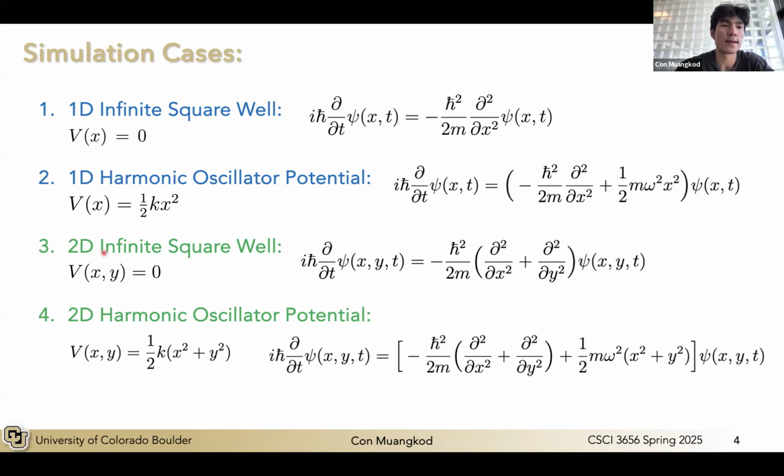We can also use the same potentials for the infinite square well and harmonic oscillator, but in two dimensions. The only thing that's different from the previous two cases is that in the Laplacian operator, instead of having only one second partial derivative with respect to x, we also have the second partial derivative with respect to y. Similarly, in the fourth case, the two-dimensional harmonic oscillator, we have a potential that depends on both x squared and y squared, and the Laplacian is also replaced by the spatial x component and y component.